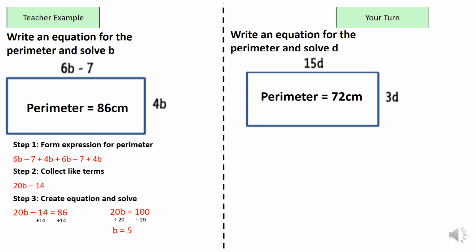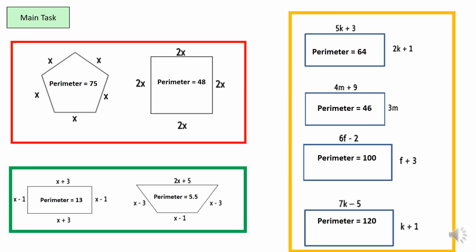Okay, so when we did step 1 and formed the expression, we should have ended up with 36d equals 72. So 15d plus 3d plus 15d plus 3d would have given us 36d, and that equals 72. And then when we divided them both, we would have ended up with d equals 2. So we're dividing them both by 36, d equals 2.